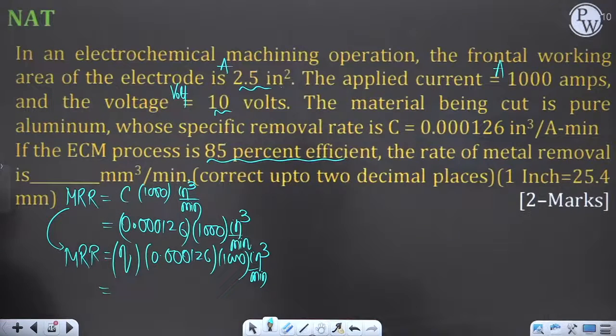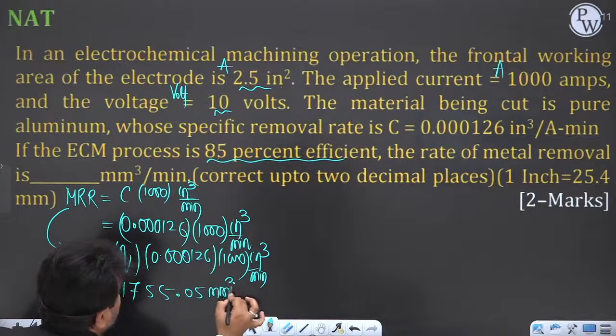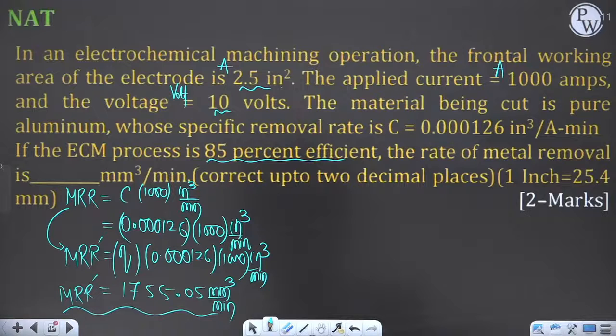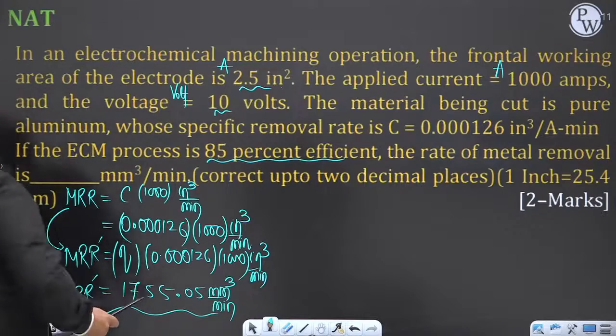This is inch cube, so now convert it into mm cube, multiplying by 25.4 cubed. Now it will be 1755.05 mm cube per minute. This will be the effective MRR after the efficiency, and the rate of metal removal is what he is asking. So this is the correct answer.